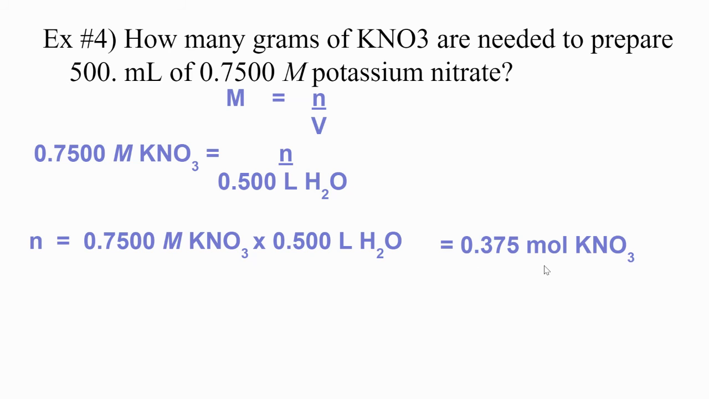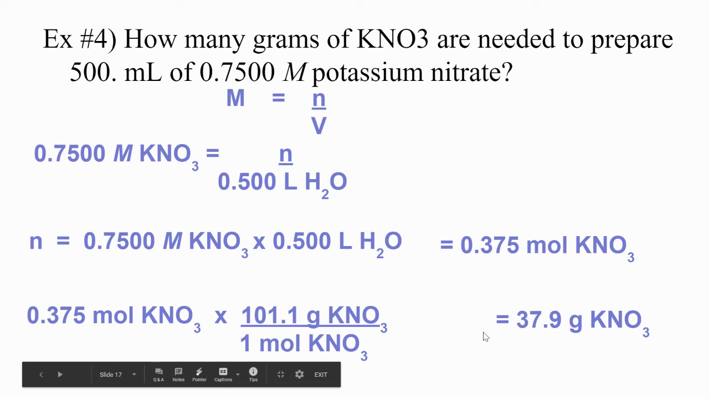Now, students may tend to stop here and say, oh, it's 0.375 grams, but it's not. The equation doesn't give you grams, it gives you moles. So earlier in the year, we learned that we can convert between moles and grams using the molar mass of the compound. The compound is KNO3.